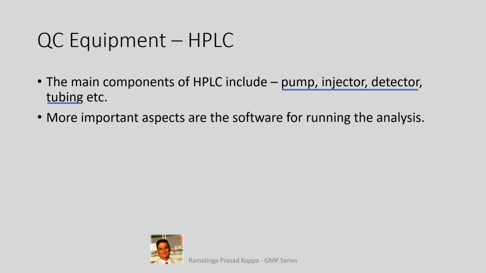More important aspects are the software for running the analysis. How to run the system for successful analysis? It is the software that takes care. Most importantly, the software should be capable of checking the data integrity. It means that the audit trail should always be active. By definition, audit trail is a chronology of events by the time and the person. Don't get confused with the word trial, which is spelled T-R-I-A-L.